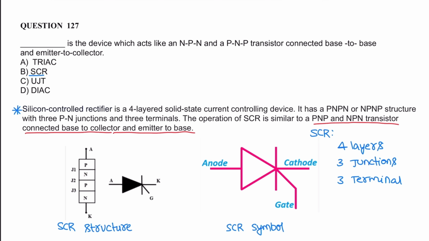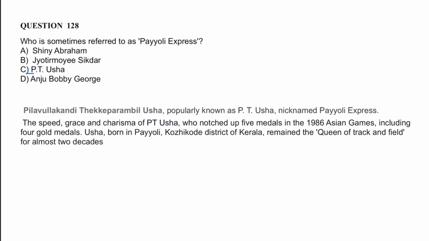Next question. Who is sometimes referred to as Payoli Express? So correct option is C. That is PT Usha. She is nicknamed Payoli Express for the grace, speed, and charisma of PT Usha, who notched up 5 medals in 1986 Asian Games, including 4 gold medals. Hence, the Queen of Track and Field. So she is referred to as Payoli Express.